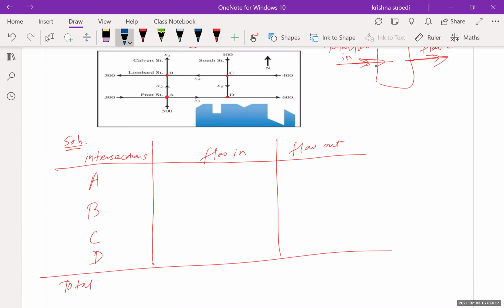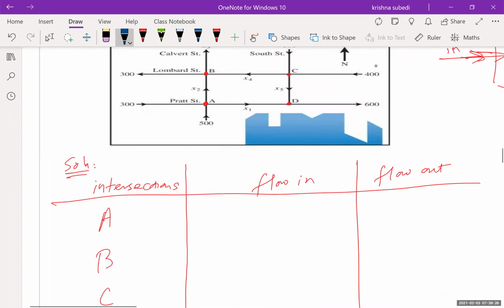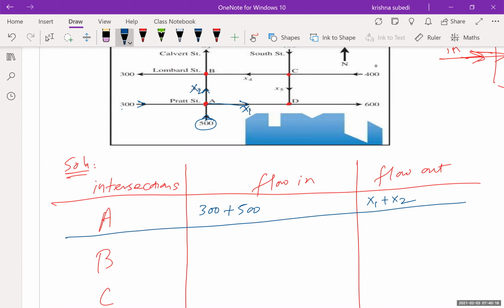Okay. Intersection A, how many cars are going in that intersection? Let us look at that. At intersection A, can you see the arrow sign? Arrow represents flow in. Okay, the 300 cars are going into that intersection from this one. Okay, so 300. And also these 500 cars going into the intersection, plus 500. Any other in? That's the only in for that intersection A. Now, what are the out? Out is, this is out, as you can see the arrow sign. This means X1, and this is X2 is out. So basically, flow out in that intersection is X1 plus X2. Is that okay to everyone?